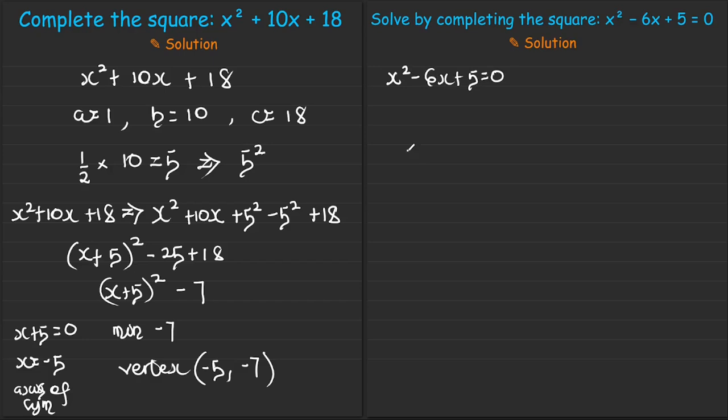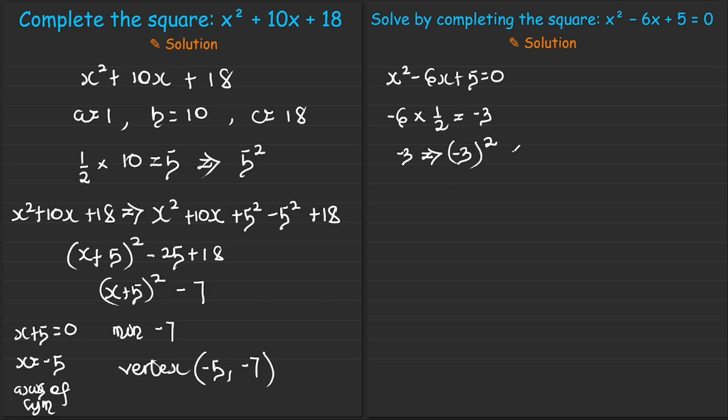The step says we should take the b and find half of it. It simply means let's take negative 6 and multiply it by 1/2. Negative 6 times 1/2 gives us negative 3. Now this negative 3, let's then do what? Let's square it.